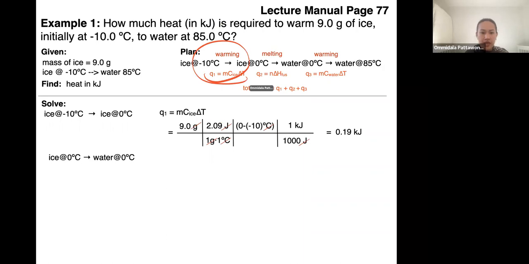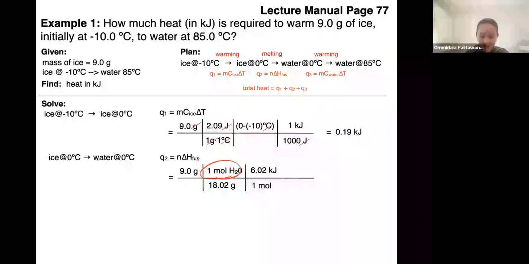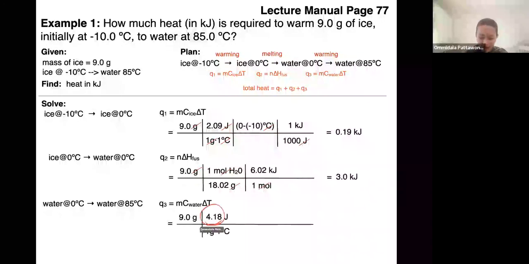The second step would be using ΔH of fusion. Remember n is moles, so in this case you are going to convert grams to moles first using molar mass. Because we then have moles, the next thing is using the heat of fusion of water, which is 6.02 kilojoules per mole. If you calculate this, you are going to get 3.0 kilojoules. For the last one, do the same thing, Q equals mcΔT, except using the specific heat of water instead of ice. If you do this correctly, you are going to get 3.2 kilojoules.